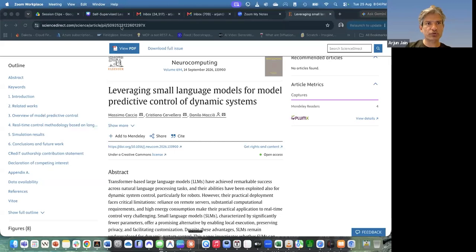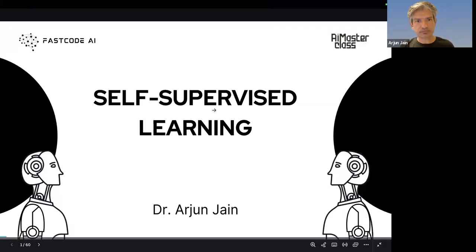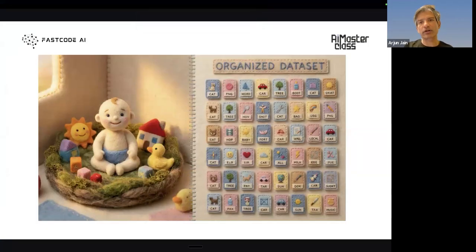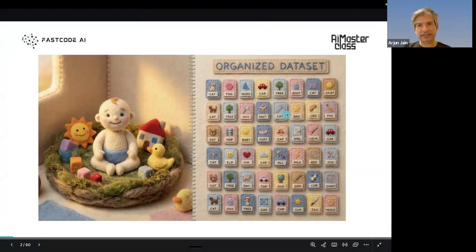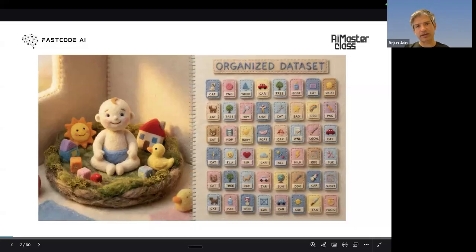So I'll share my slides, and these are the same slides that we've used for our videos, but we'll quickly go over those. Usually what we're used to working with is an organized data set, right? If you have, say, ImageNet, you will have a lot of images labeled with the class that they have, and you then can train a model. But that's not how a child really learns, right? That's not how a child learns to understand concepts of a cat versus a car versus a tree.